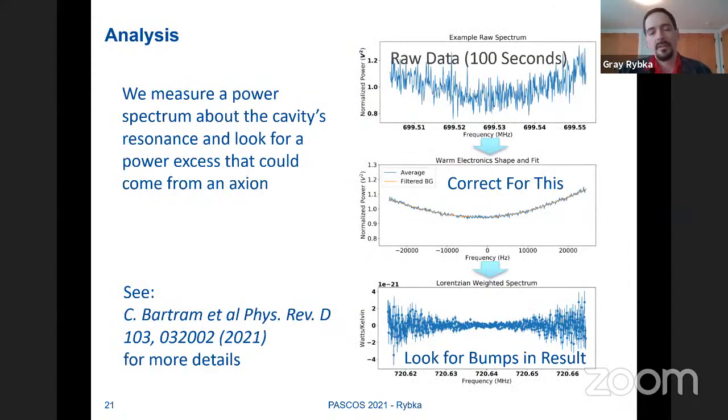The analysis is, in some ways, simpler than analysis from many physics experiments, because most of the time you're just looking at thermal noise. So it should just be a Gaussian spectrum modified a little bit by your filter shapes and standard RF technology. So an example here of some plots is normalized power versus frequency. So you take some raw data, you correct for the shape of the receiver, and at that point you have a power spectrum, and you're just looking for bumps.